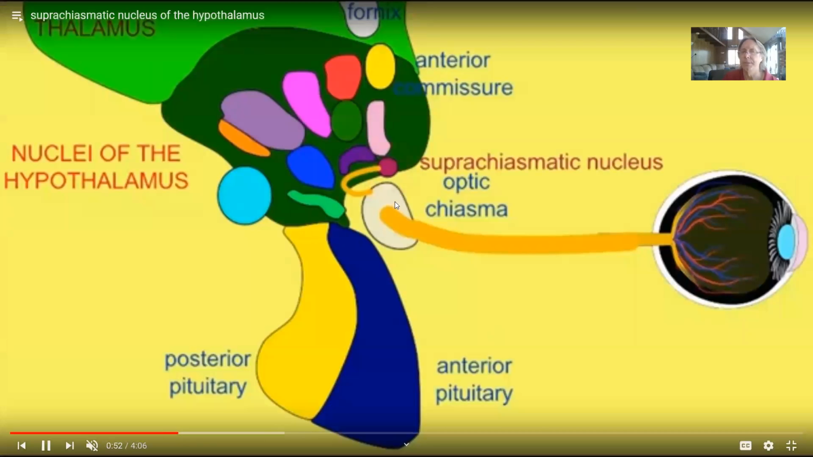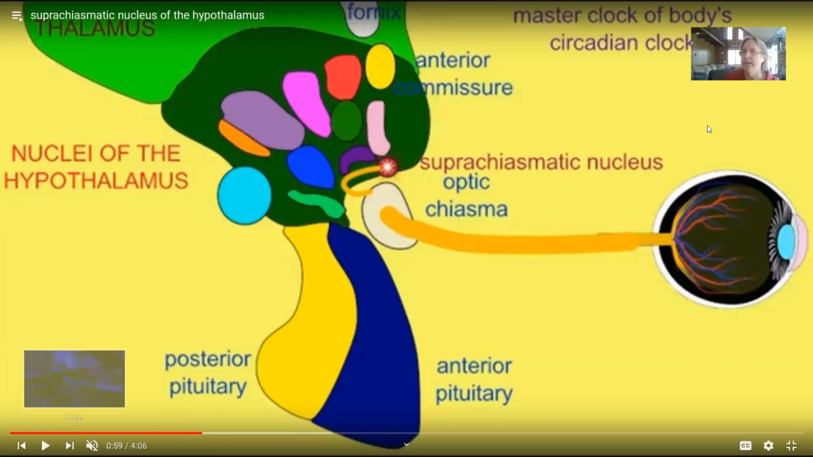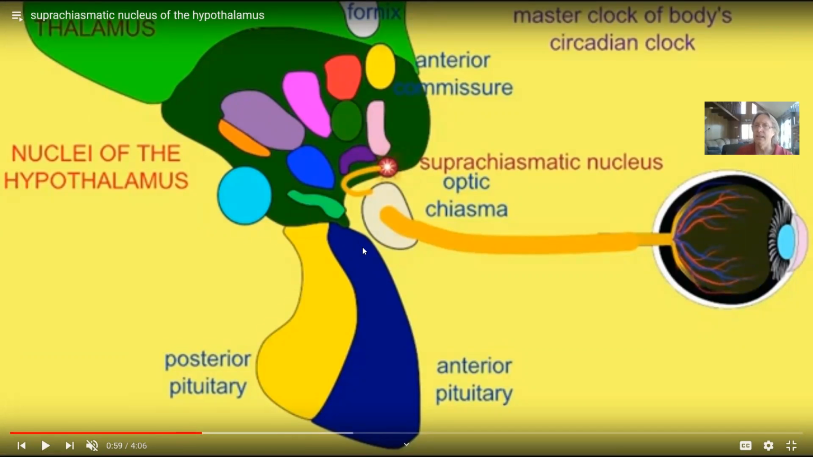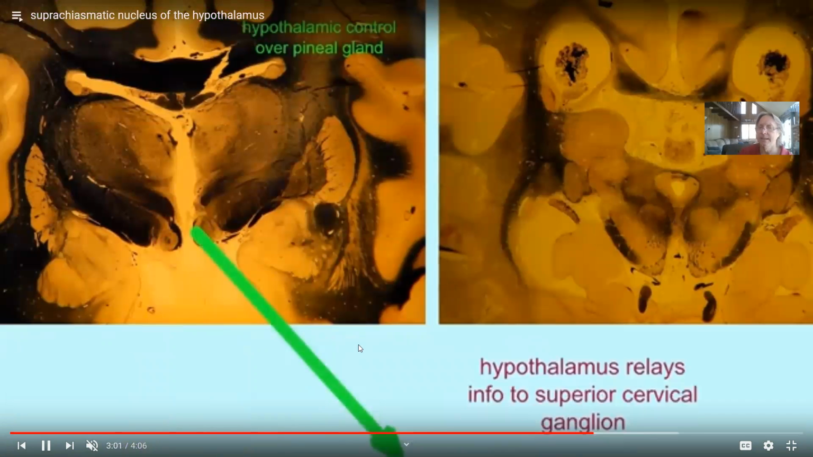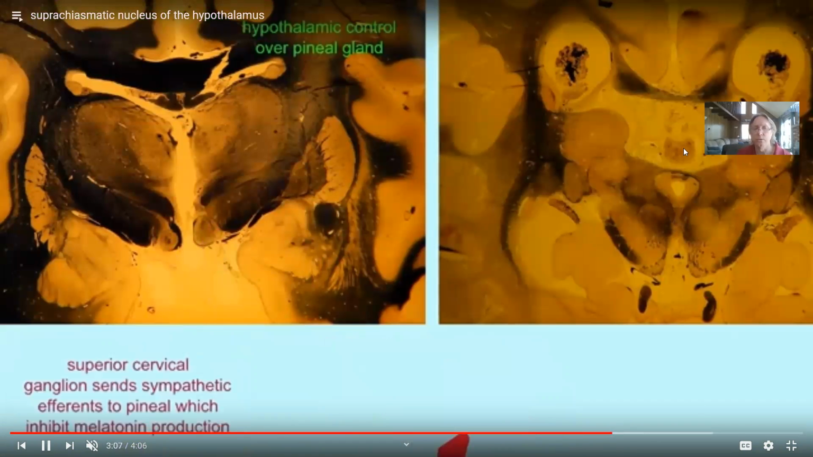So from our optic chiasma, we do have axons which project to a different part of the brain, which is the suprachiasmatic nucleus of the hypothalamus. And this is the master clock of the body's circadian clock. The suprachiasmatic nucleus then projects, so here's the light from the eyes, then goes to the suprachiasmatic nucleus of the hypothalamus. Here's the thalamus. This area underneath it would be the hypothalamus. This then goes to a ganglion, and then that returns to the pineal gland from that superior cervical ganglion.